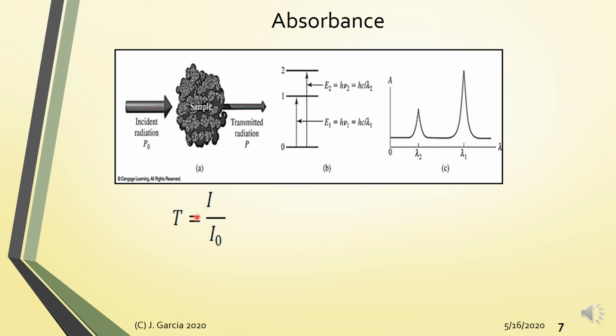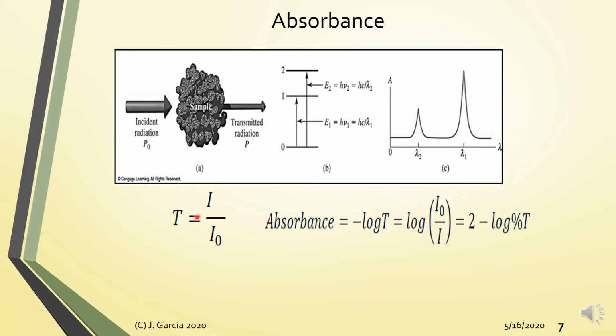But absorbance and transmittance are actually related via a logarithm. So we know that absorbance is equal to negative log of the transmittance, or if you're using percent transmittance, which is T times 100, then you can make use of this formula here: 2 minus log of percent T.